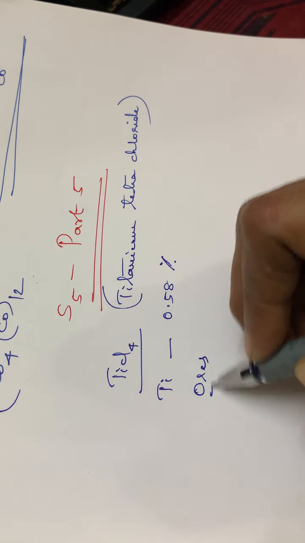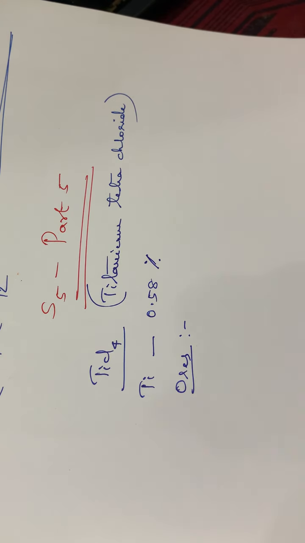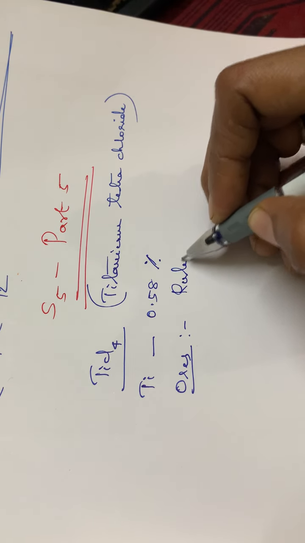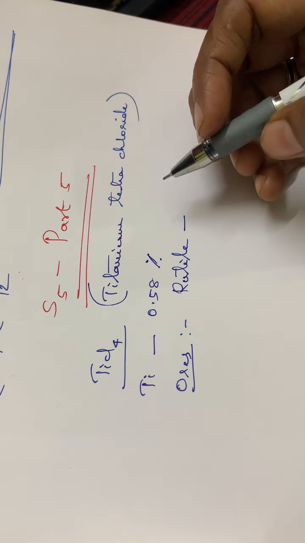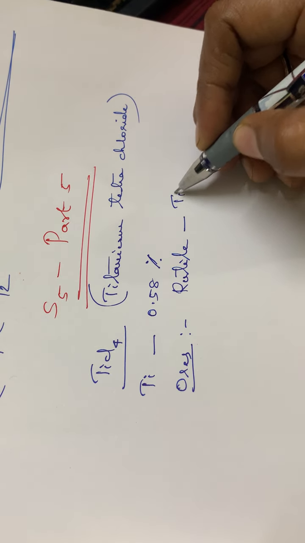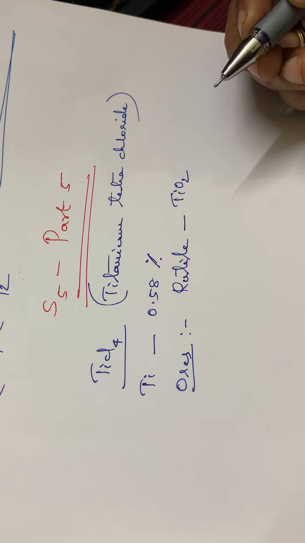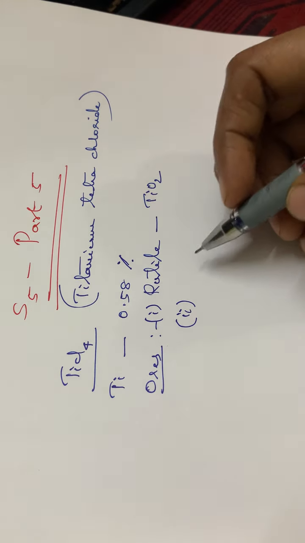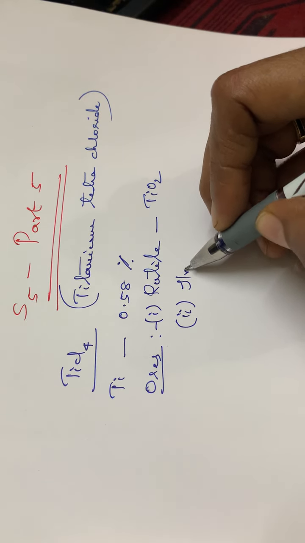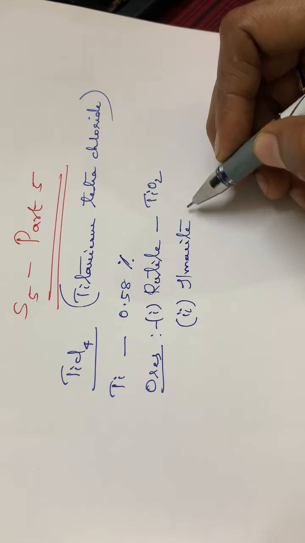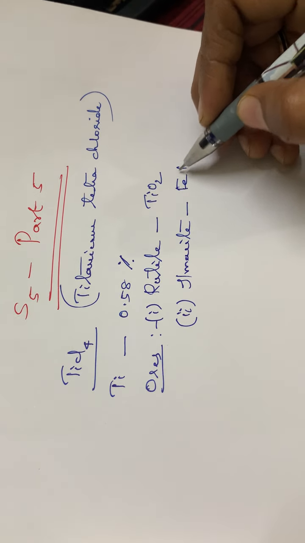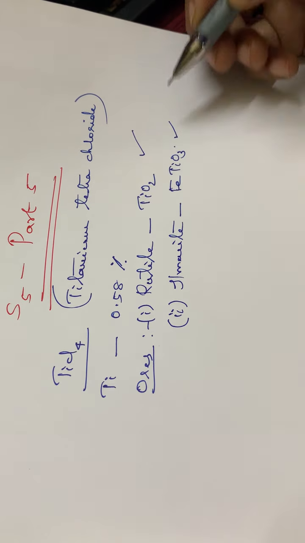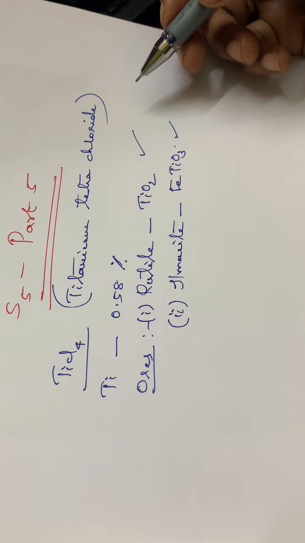And also the ores of titanium. Ores means those from which a particular metal is extracted. The ores of titanium: the first ore is rutile, the formula is TiO2. The second ore from which titanium is obtained is ilmenite, the formula is FeTiO3. So these are the two ores, rutile ore and ilmenite ore, from which titanium is obtained.